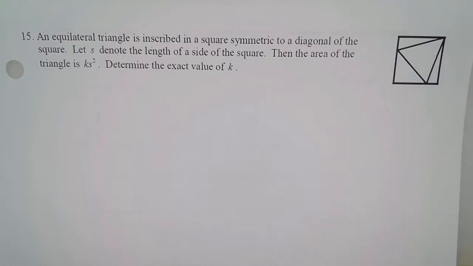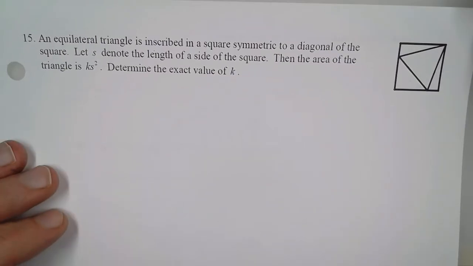So in this problem, it says an equilateral triangle is inscribed in a square, symmetric to a diagonal of the square. Let S denote the length of a side of the square. Then the area of the triangle is ks squared. We want to determine the exact value of k.